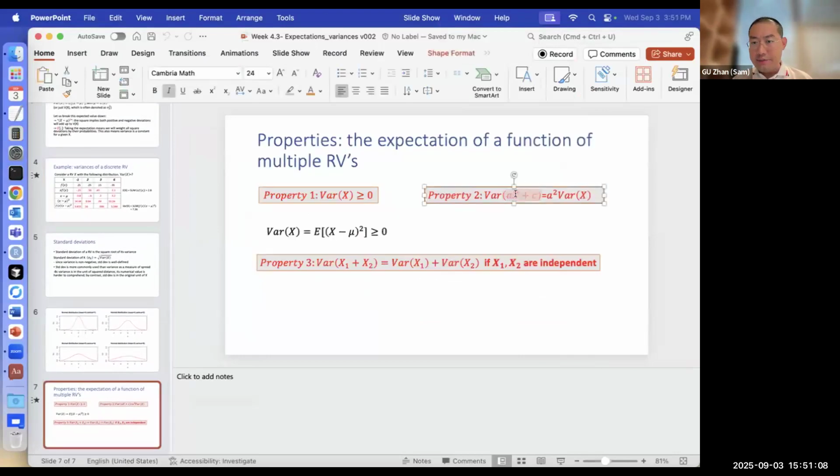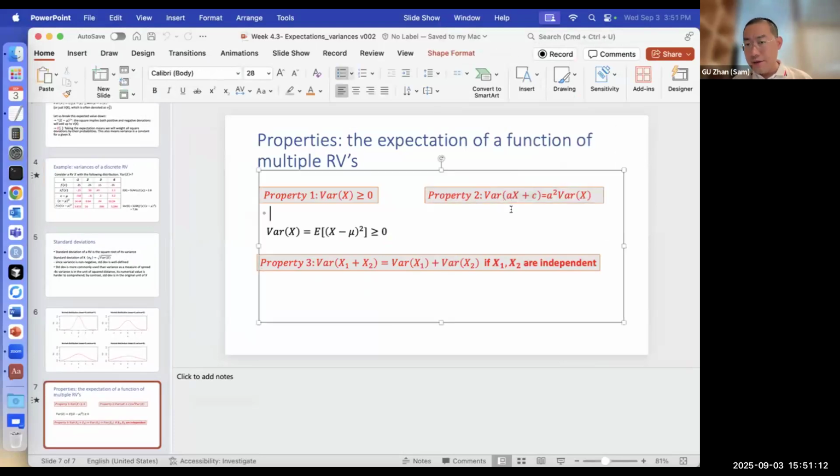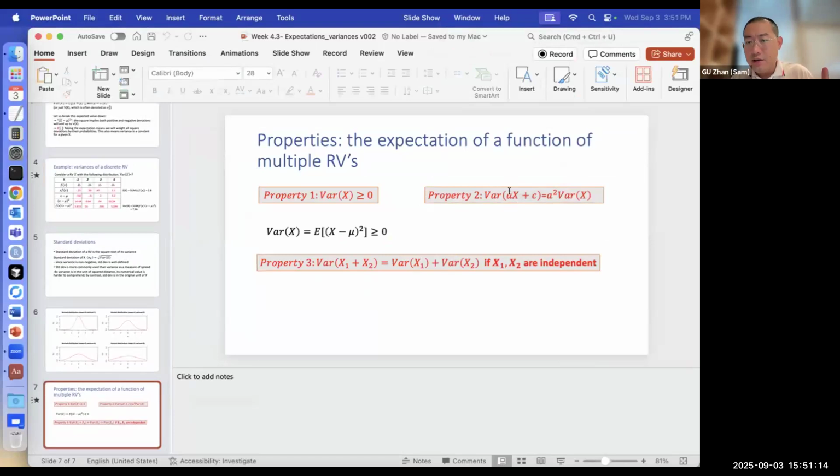Adding a constant here. So alpha equals 1, we don't do anything. Then we add a C into it. Now we just add 10 marks, not times 10 marks, just add 10 marks. The variance will not change.